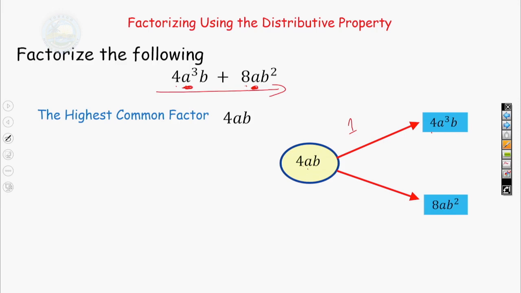I have a here. What is the power on a here? I know I need to multiply a by some a to a power to give me a cubed. This is a to the 1. When we are multiplying, we add our powers. So what do I need to add to 1 to get 3? It is 2.